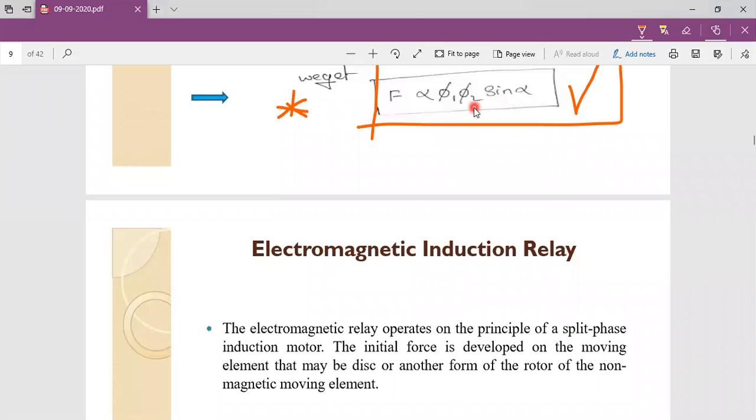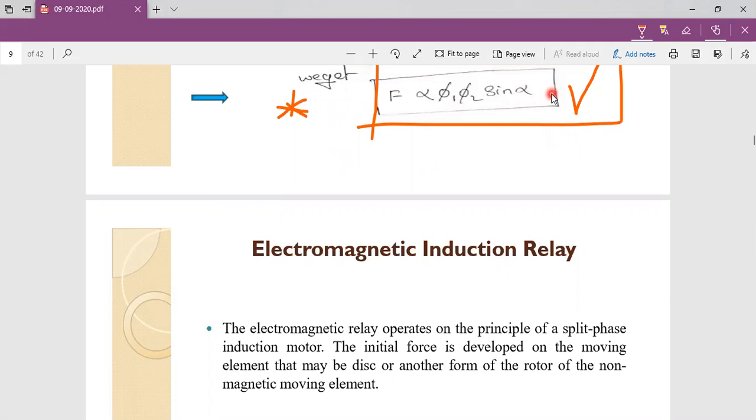In place of phi1 and phi2, we can write I1 and I2, no problem, because I1 is directly proportional to phi1. So based on that, again we can write F directly proportional to I1 I2 sine alpha.